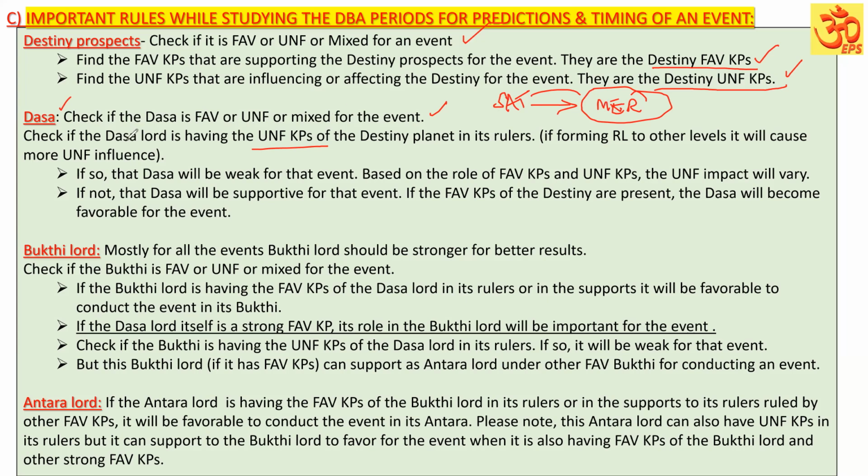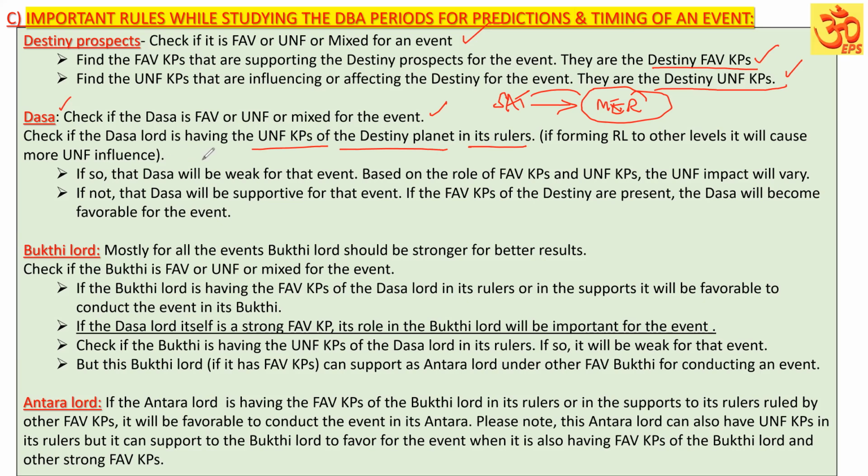Now check the dasa lord. Suppose the dasa lord is Jupiter. Suppose Jupiter is having that Mercury in the star level or sub level or in its rulers, then that dasa lord also becomes weak for the particular event, because Mercury is the one which is influencing that destiny planet. Say Mercury, if it is ruling the dasa lord, then it is going to give more influence on the unfavorable side to the dasa lord, right? Check if the dasa lord is having the unfavorable key planets of the destiny planet in its rulers. If it is also forming a ruler link to other levels, it will cause more unfavorable influence.